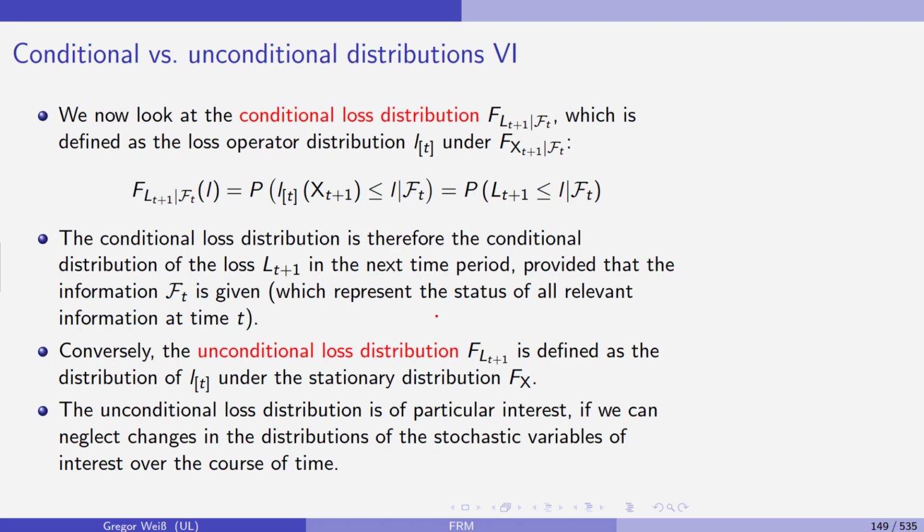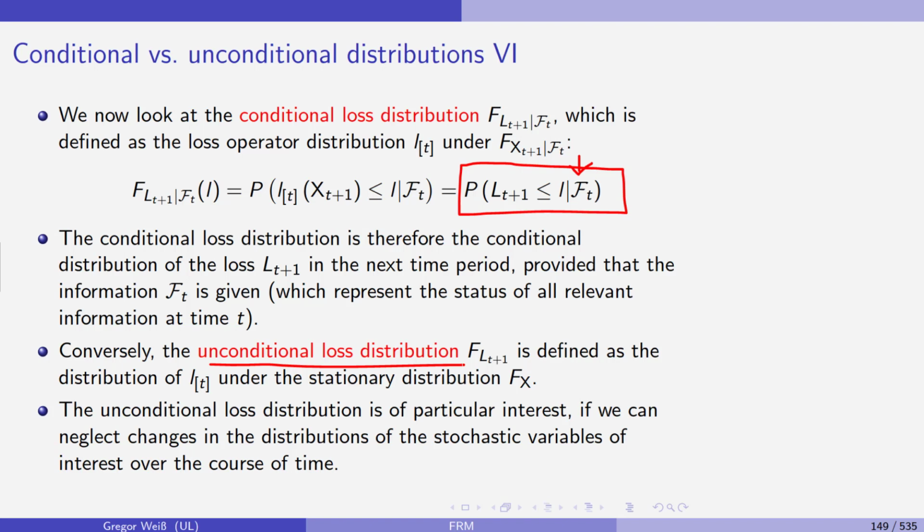We can now look at the conditional loss distribution, which is simply defined as the probability of the loss being smaller or equal than l under all available information up until t. This conditional loss distribution is thus the conditional distribution of the loss in the next time period, provided that the information F_t is given. We also have the unconditional loss distribution, F_L_{t+1}. And the unconditional loss distribution is of particular interest if we can neglect changes in the distributions of the stochastic variables of interest over the course of time.